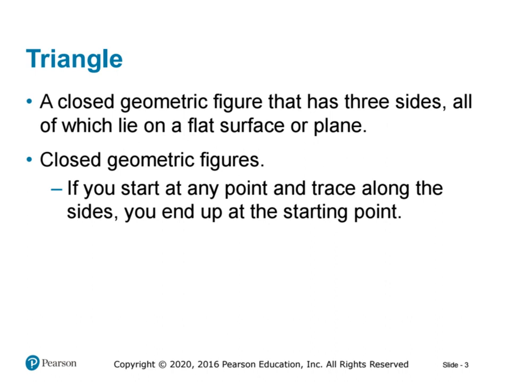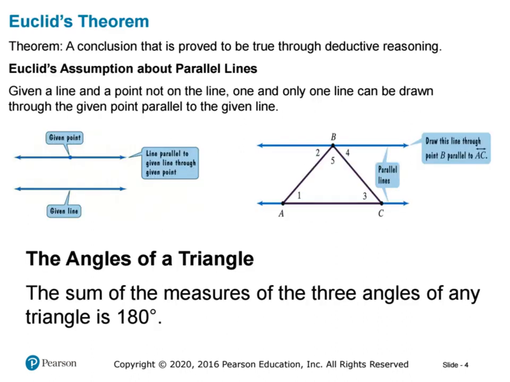So a triangle is a closed geometric figure that has three sides, all of which lie on a flat surface or plane. With closed geometric figures, if you start at any point and trace along the sides, you end up at the starting point. So that's our definition of a triangle.